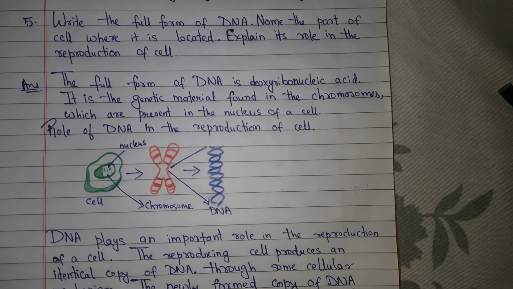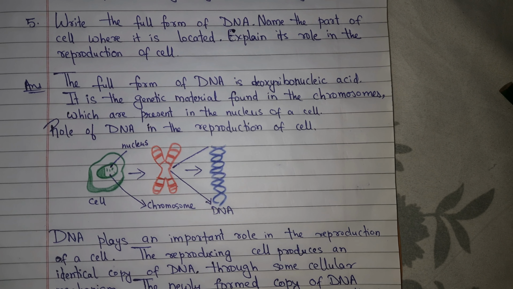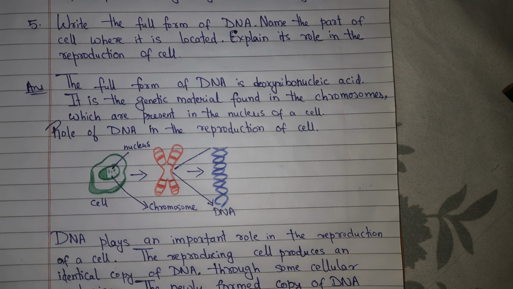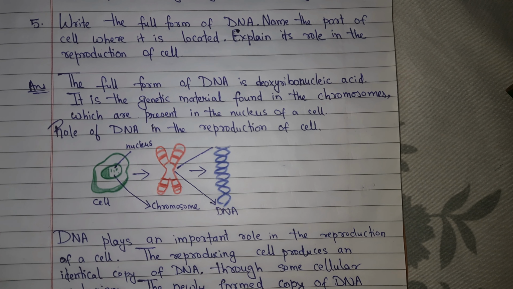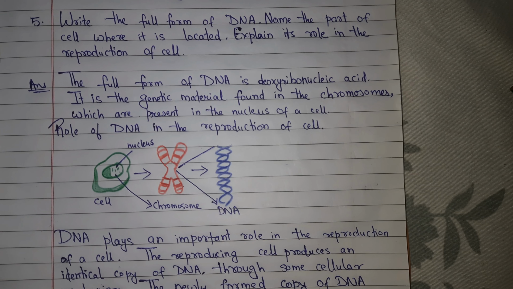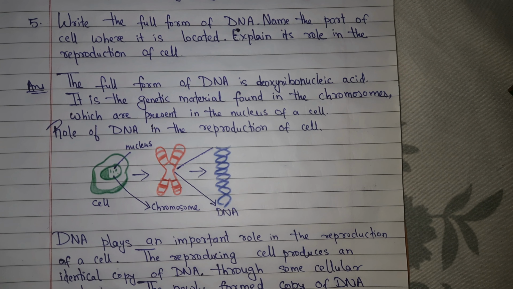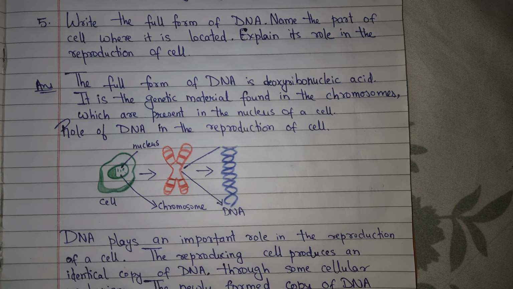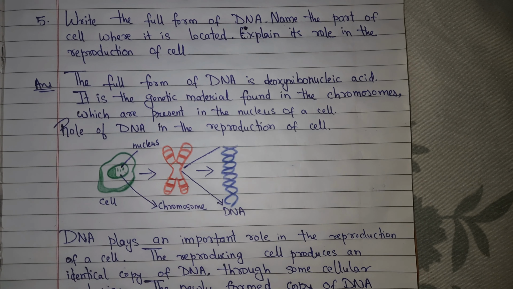The fifth question is, write the full form of DNA. The full form of DNA is deoxyribonucleic acid. Do memorize it for your future purposes also. Name the part of the cell where it is located. It is a genetic material found in chromosomes, which are present in the nucleus of a cell.